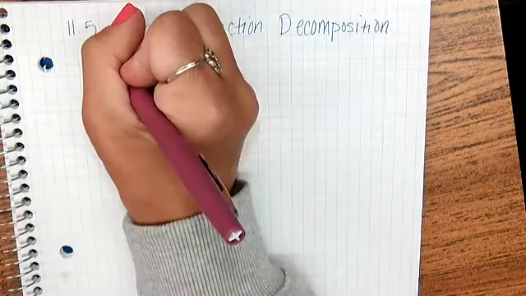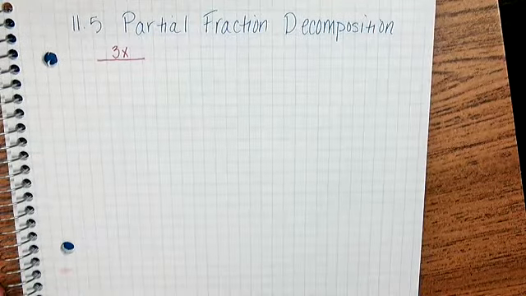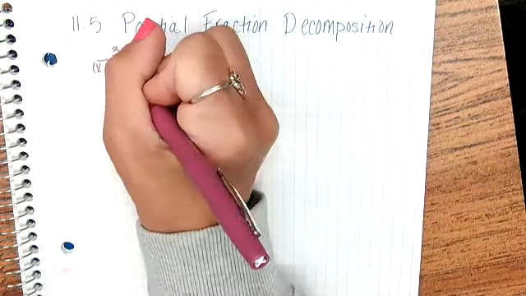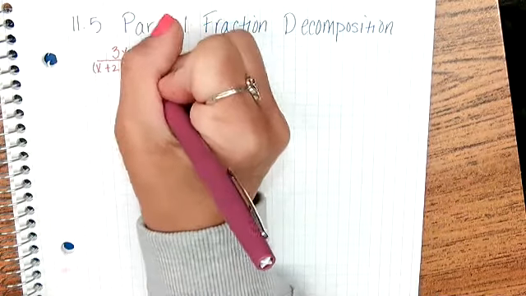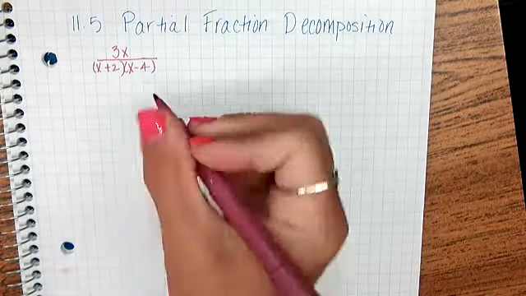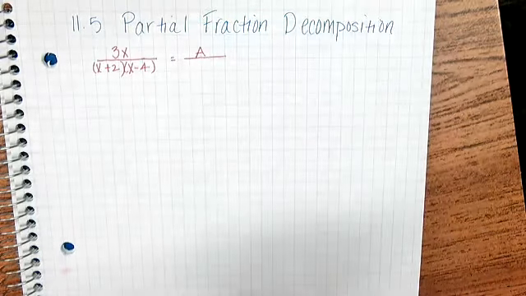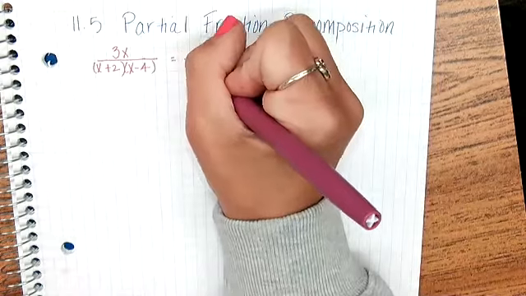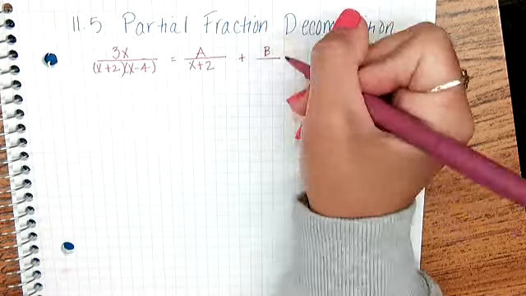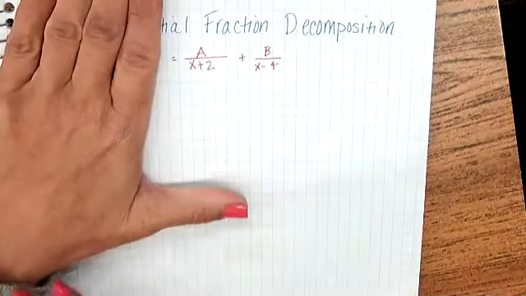If you have some fraction, 3x over the quantity x plus 2, quantity x minus 4, we're going to work backwards. So what we're going to do is we're going to say, well, this is equal to some value a over x plus 2 plus some value b over x minus 4. So this would have been the problem that you were initially given.